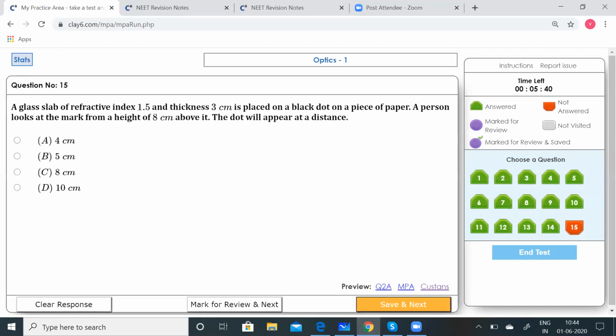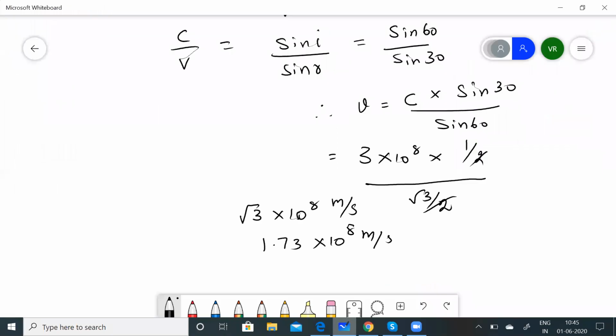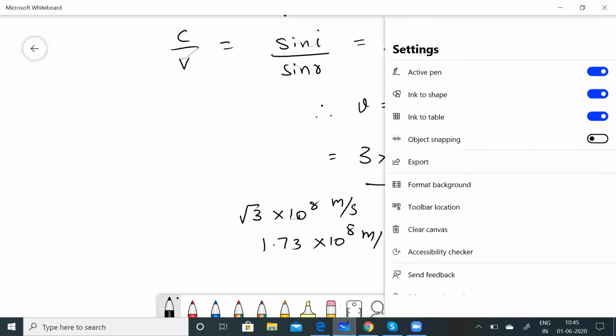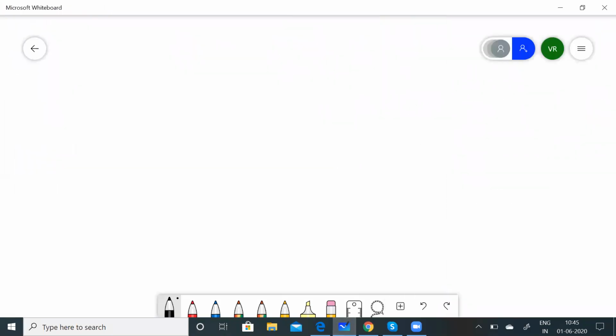Go to the next. A glass slab of refractive index 1.5 and thickness 3 centimeters is placed on a black dot on a piece of paper. A person looks at the mark from a height of 8 centimeters above it. The dot will appear at a distance of... This is very easy, children. We all know that apparent depth is equal to real depth by mu.